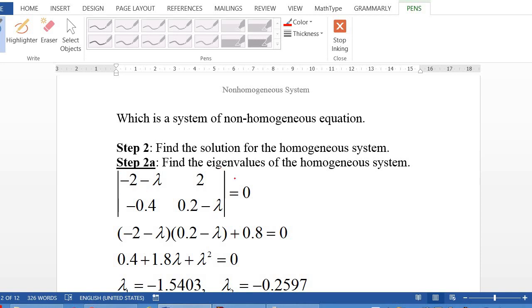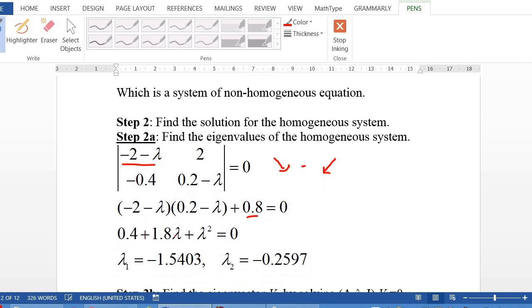And then to solve the determinant of A minus lambda I equal to 0, remember you have the product of the main diagonal, which is here, negative 2 minus lambda multiplied by negative 0.2 minus lambda, minus the product of the other diagonal, meaning minus 2 times negative 0.4. So minus with negative becomes plus 0.8 here. And then expand and simplify the equation. So here you have negative 0.4 added with 0.8, you get 0.4 here.